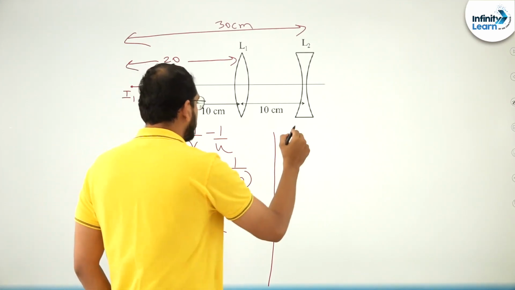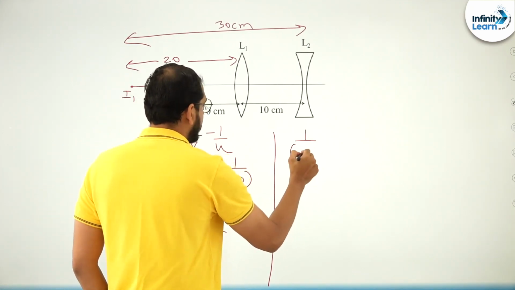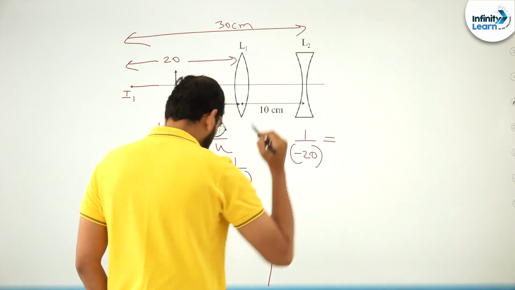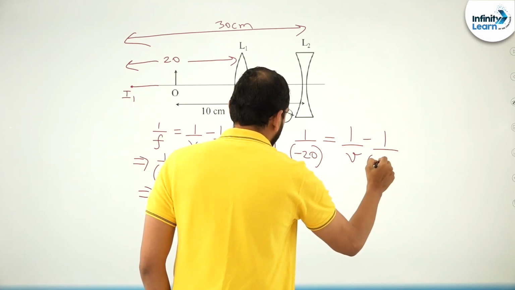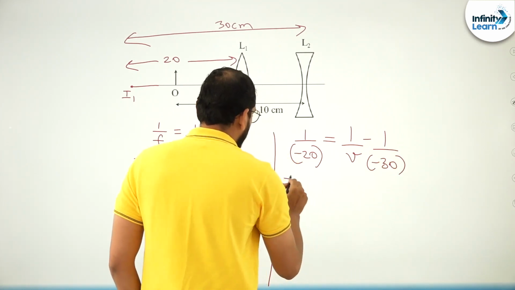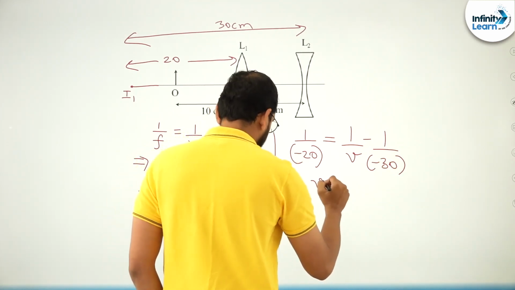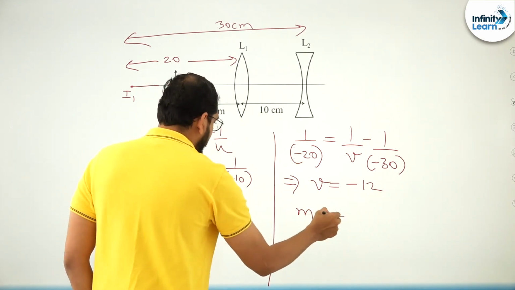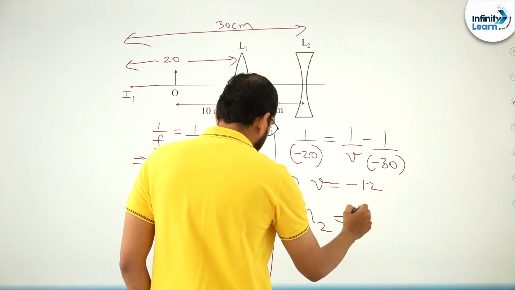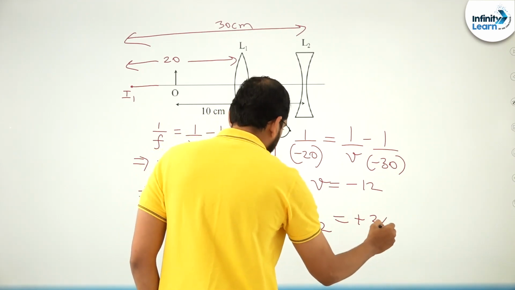Again I'll use this formula. The focal length is negative 20 for this concave lens, and the v I need to find, the u is going to be negative 30. So after calculation, this v will come out to be minus 12, and if I calculate my magnification for this part, I will get it as plus 2 by 5.